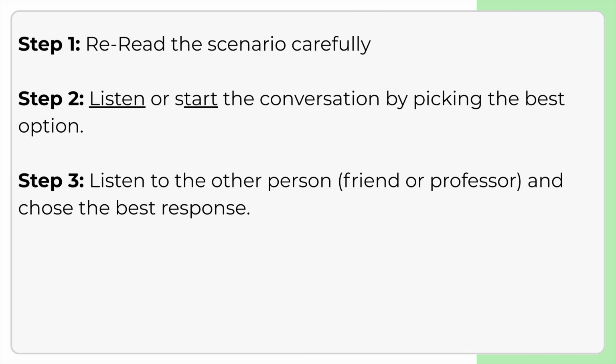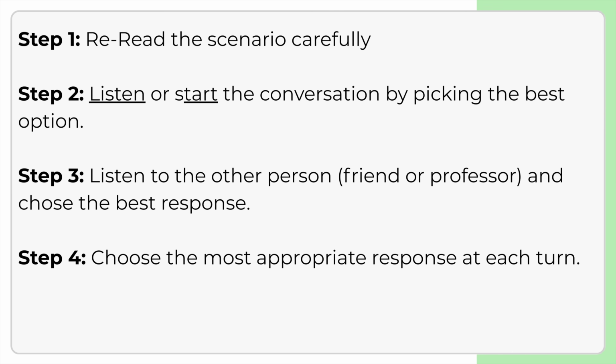Step 3 is to listen to the other person, a friend or professor, and choose the most appropriate response. Now, this is an important thing to know. You can actually only listen to this once. In part 2 of interactive listening, all of the audio files can only be played once. There's no repeat or anything like that. So just so you're aware. And of course, your job is to select the correct response. Go through the conversation and choose the most appropriate response at each step.